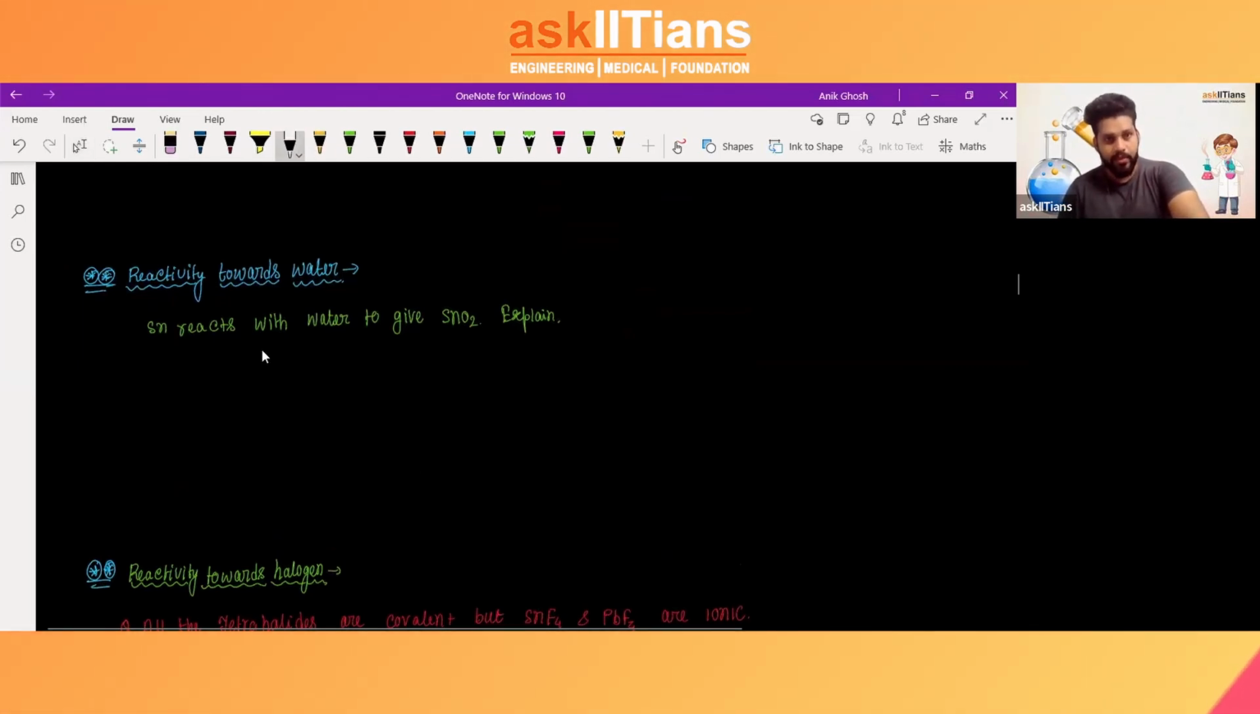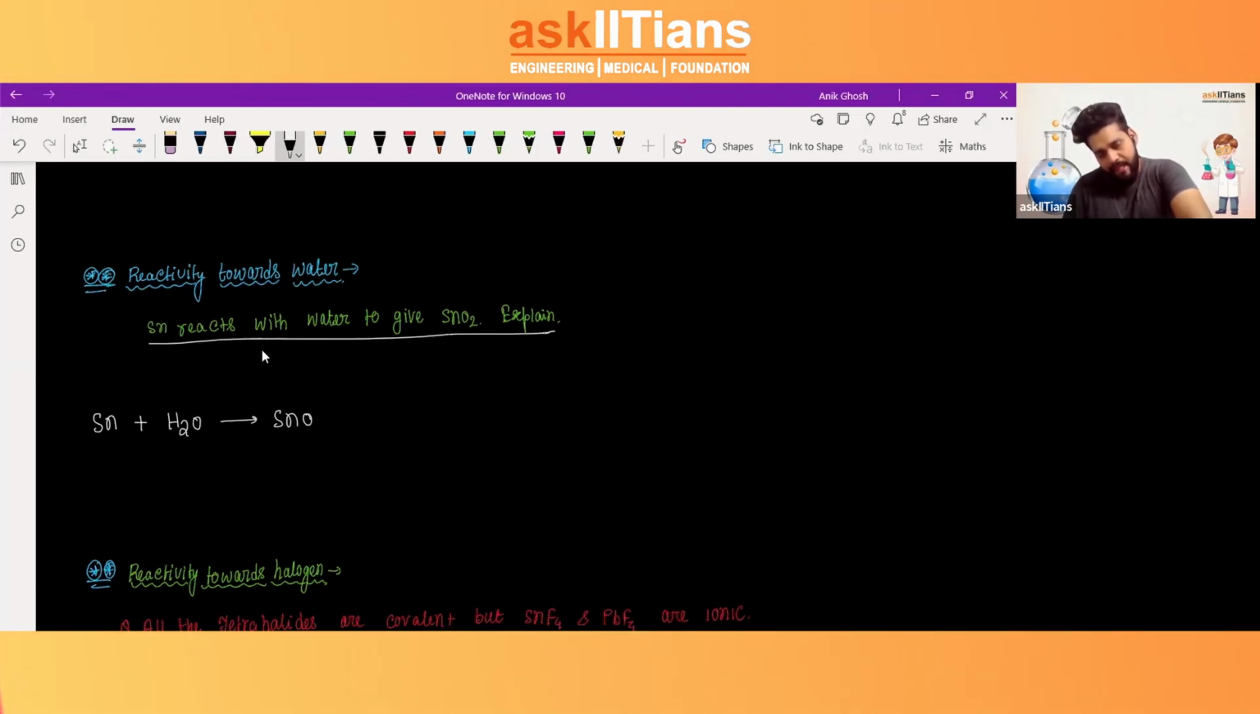Reactivity towards water. Guys, remember, in this group, from carbon to lead, nobody actually reacts with water. Mainly because, for lead, there is a different reason. But first, let me talk about tin. Tin is the only one that reacts with water. So tin, when it is reacted with water, forms SnO2 and hydrogen gas.